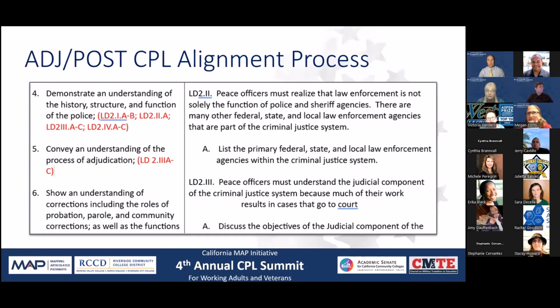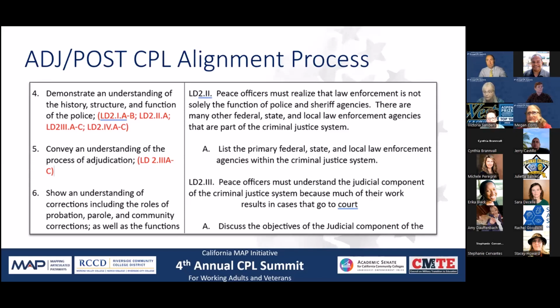We then made it a little easier to show the crosswalk, and visibly we started to show the alignment. As you can see here with number 4, it says demonstrate an understanding of the history, structure, and function of police. This was basically the verbiage that came from our learning domains. If you looked at learning domain 2.2.A, you could read that section right there, and that's pretty similar in nature. So with that, we said, yes, that learning domain is mentioned here just in this one LD2. We also have other LDs that are in here as well.